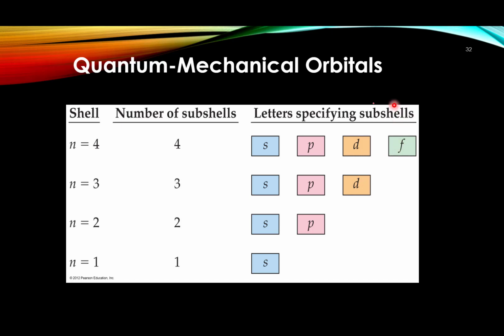Then we also call these sublevels. SPDF are sublevels or subshells, and these are the energy levels. As I told you guys, these shells have their own energy level. Like energy level 4 is higher than energy level 3, and so on. Also, these subshells have their own energy level. Okay.